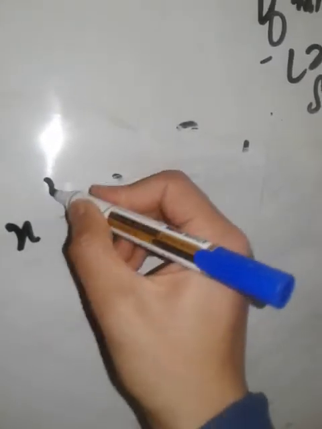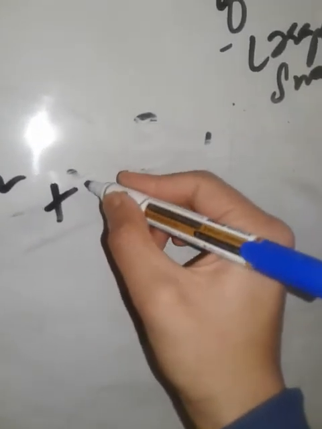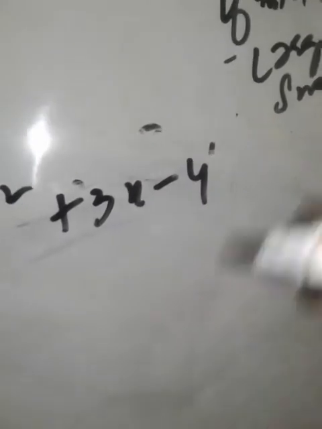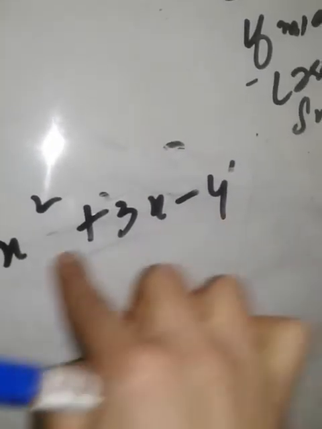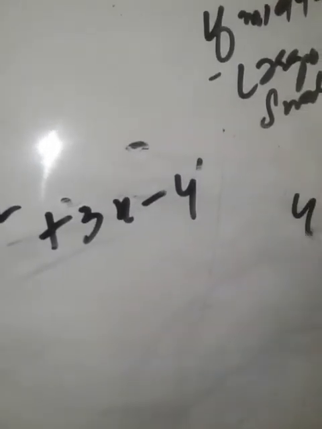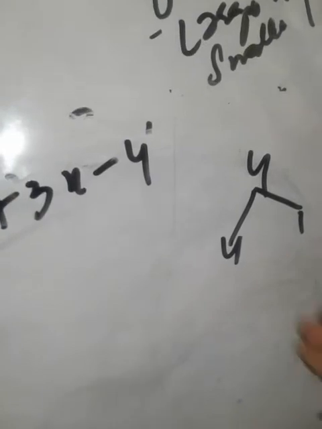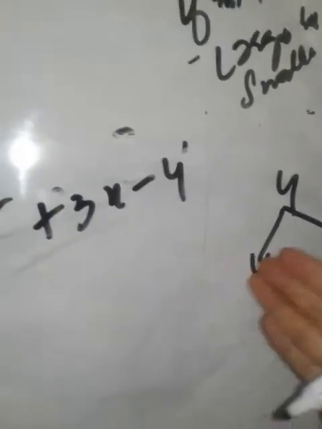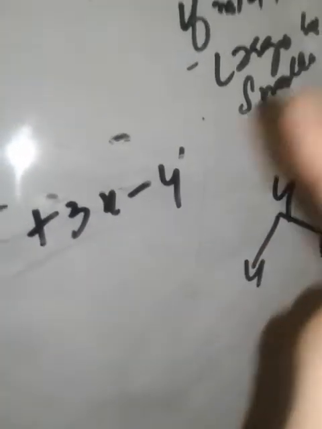X square plus 3x minus 4. It is 1 into minus 4, that is minus 4. Just keep it 4. Split 4. This is 4 into 1. So the roots will be this 4 and 1.